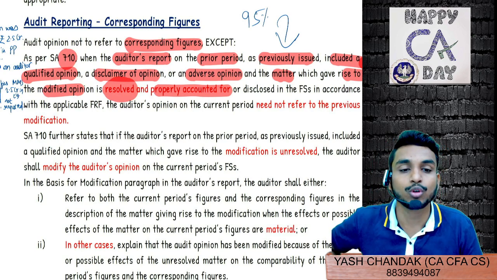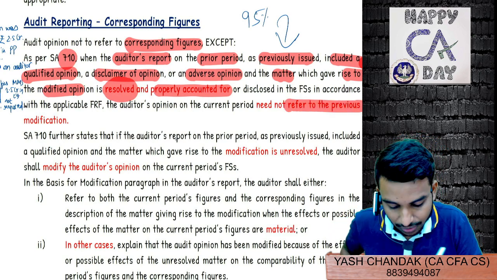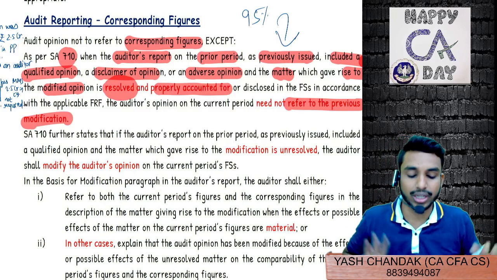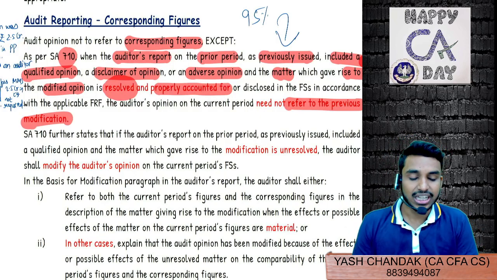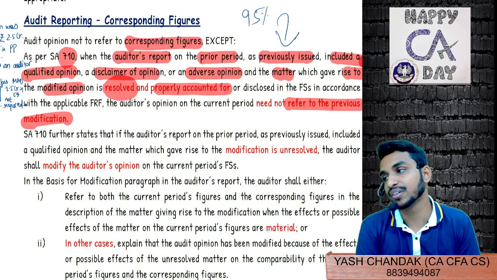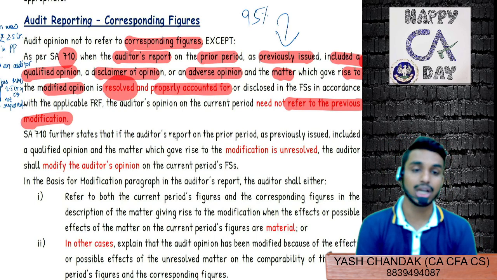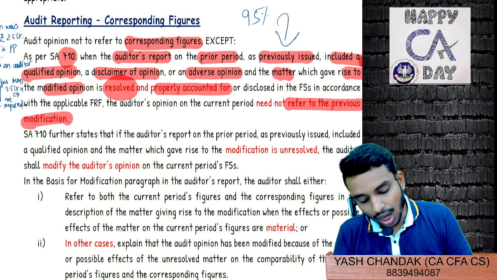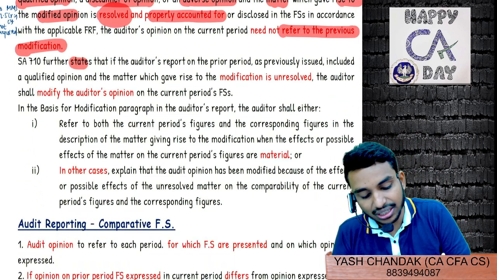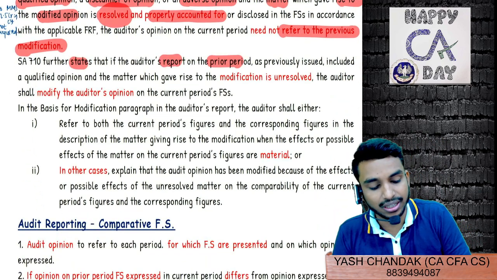So now you will do what? You will not refer to the previous modification. You need not do anything. The auditor's opinion on the current period will not refer to the previous modification. That means in the current period also he will give what? Unmodified opinion.